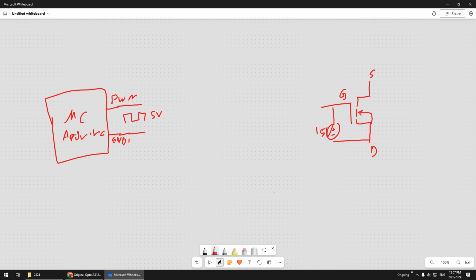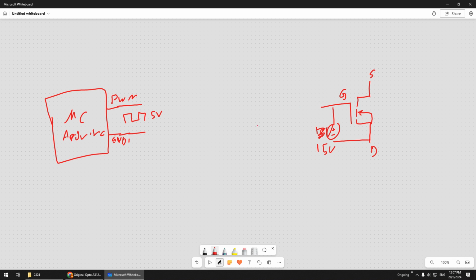Okay, so you have to apply 15 volt. So you can see the problem here. This is 15 volt. This is 5 volt. This is 15 volt. So not enough voltage. So that is the first problem.